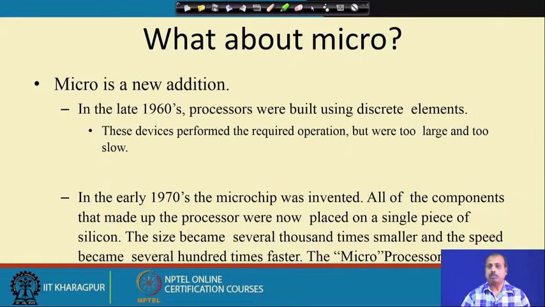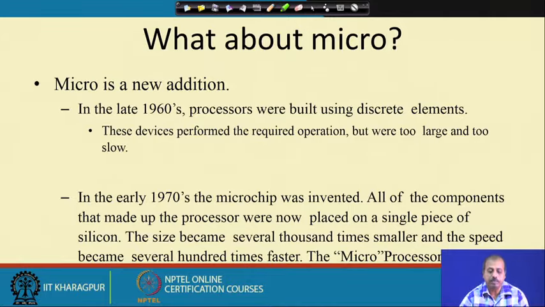This type of design was known as bit sliced design, but the problem with that design is that since all the components are discrete chips, the communication between them takes a lot of time. So, the microprocessor is actually trying to reduce that time.